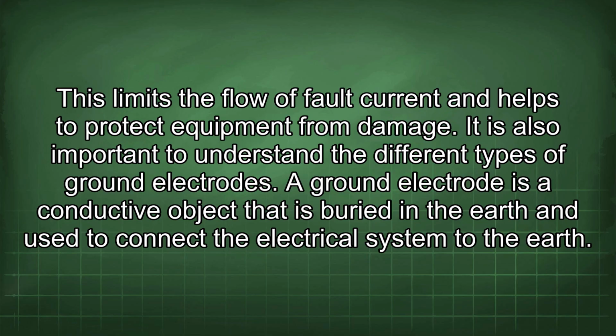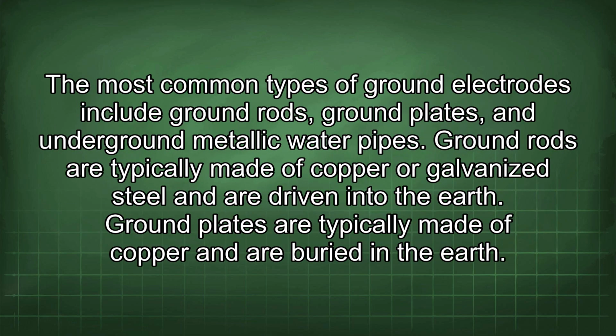It is also important to understand the different types of ground electrodes. A ground electrode is a conductive object that is buried in the earth and used to connect the electrical system to the earth. The most common types of ground electrodes include ground rods, ground plates, and underground metallic water pipes.